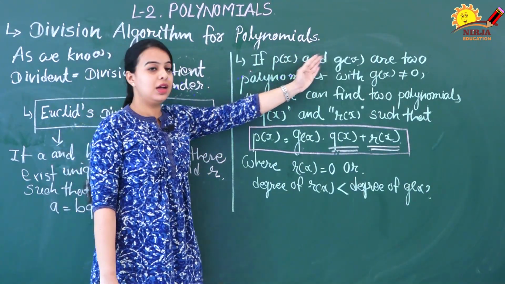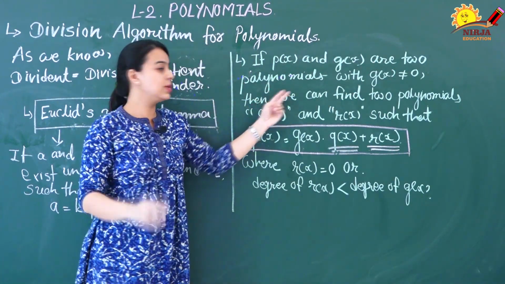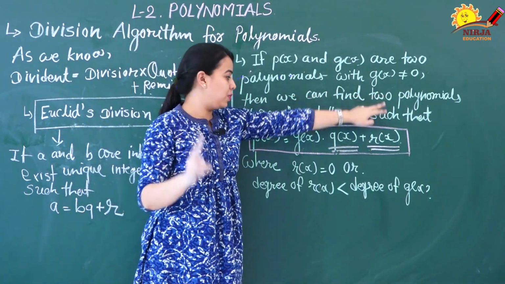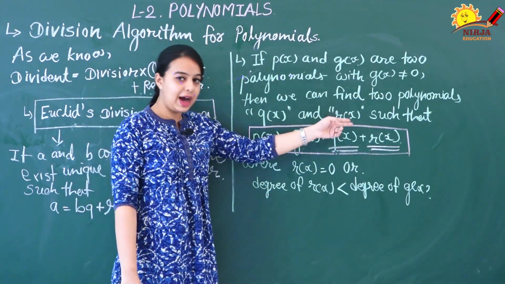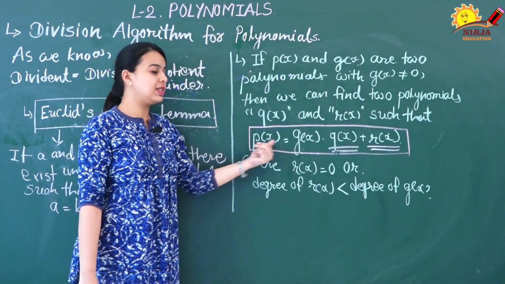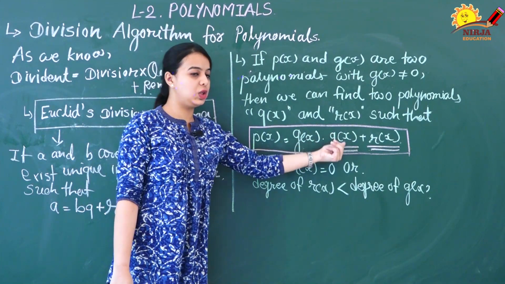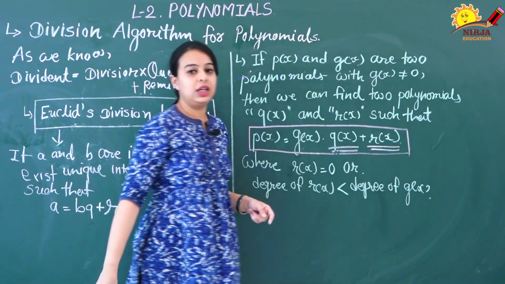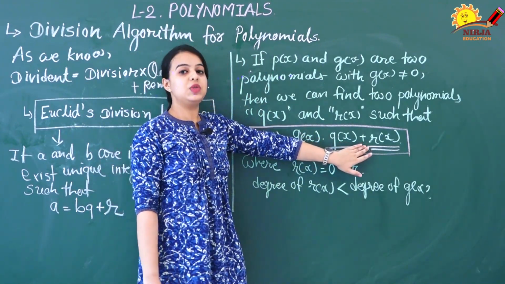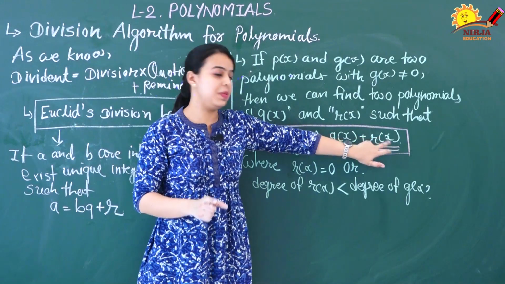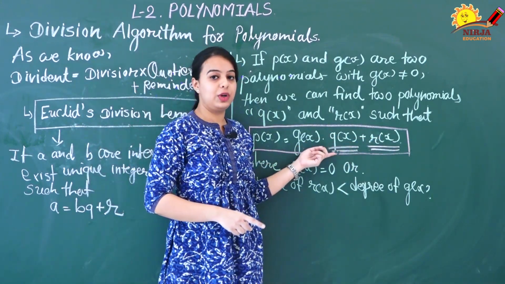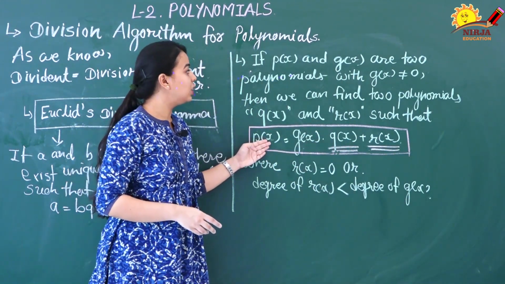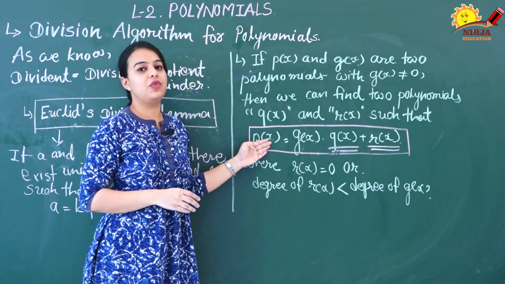If p of x and g of x are two polynomials where g of x is not equal to 0, then we can find two polynomials q of x and r of x such that p of x is equal to g of x multiplied by q of x plus r of x. My dear children, this r of x is the polynomial which we get in the form of remainder, and this q of x is the polynomial which we get in the form of quotient. So this is your division algorithm for polynomials.